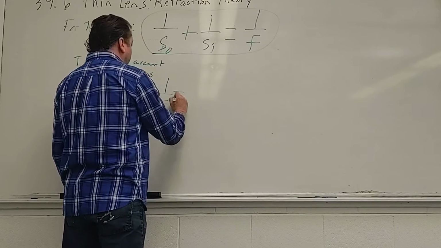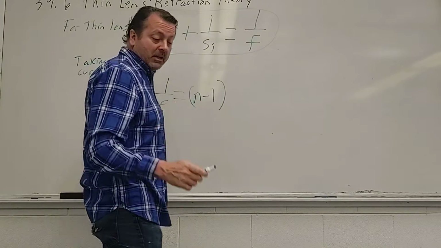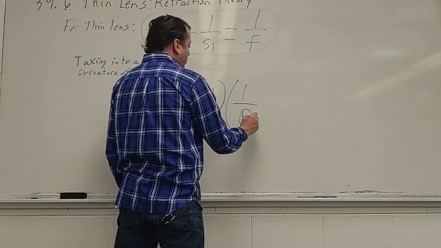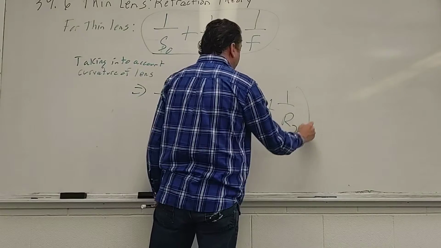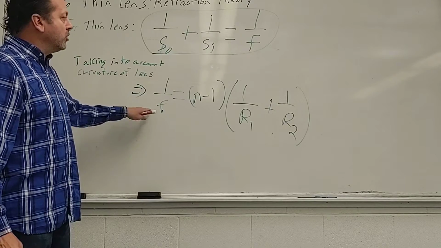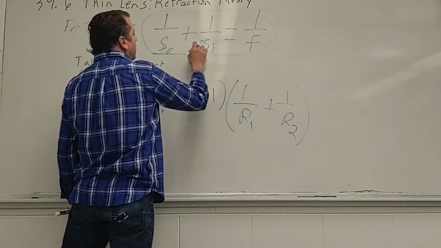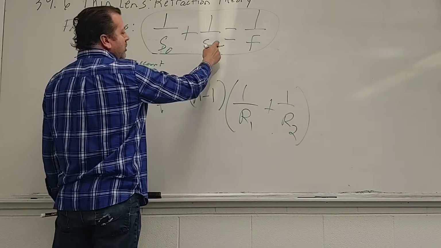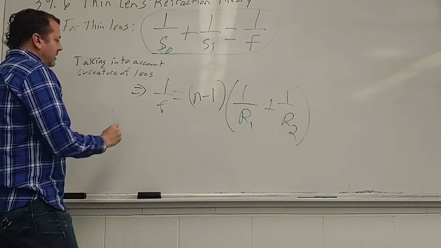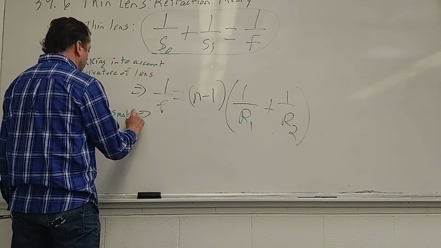You say 1 over the focal length equals n minus 1. There's that Snell's law coming into play. Times 1 over the radius on the first side, minus 1 over the radius on the second side. And this will let you calculate or determine the focal length of that lens. Once you know the focal length of that lens, you put it here, and once you know the object distance, you can find the image distance, or if you see where the image is, you know how far away the object is. Okay? This is sometimes known as the lens maker's formula.